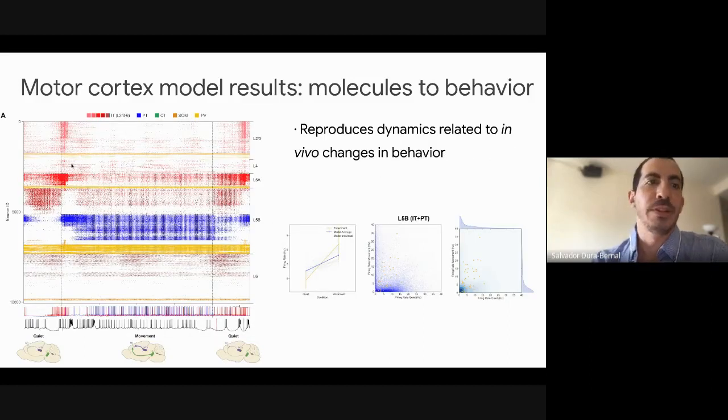So here we see the model simulating the different states. Here at the beginning is the quiet state, and here is the movement state. So we change some of the variables of the model that we know happen. We know there are differences in these two different states, and we simulate in the model. And then we compare also with experimental data from the mouse in these two different states.